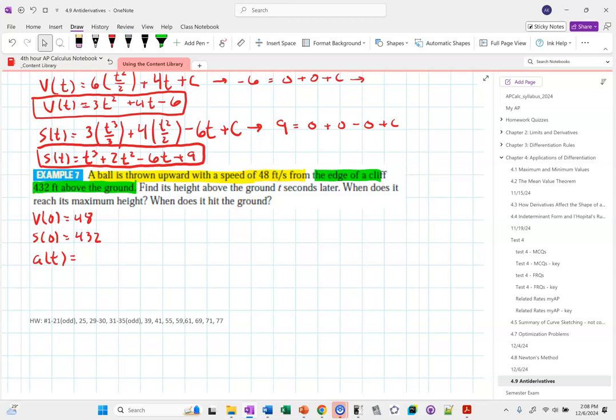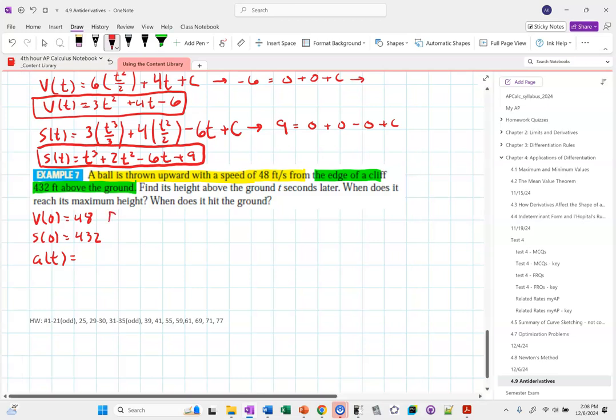What is it, though? Who remembers? Acceleration due to gravity: 9.8 meters per second squared, right? What's the problem with that, though? What unit are we in? Feet. Does anybody remember gravity in terms of feet? It's 32.